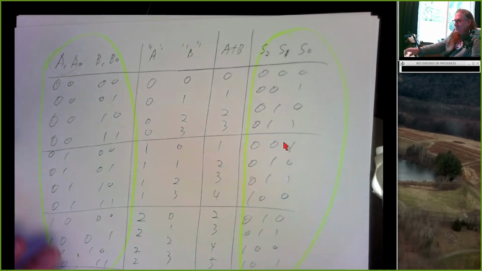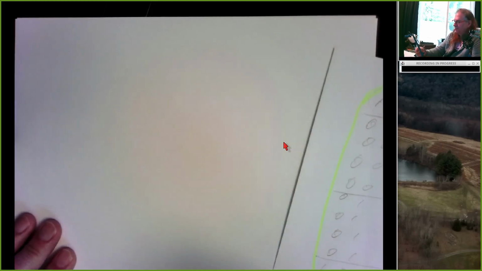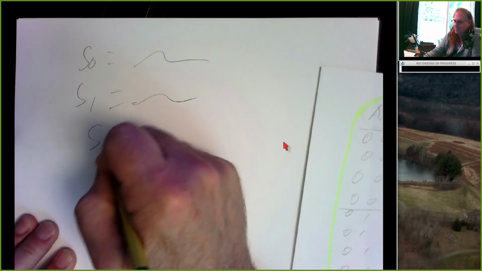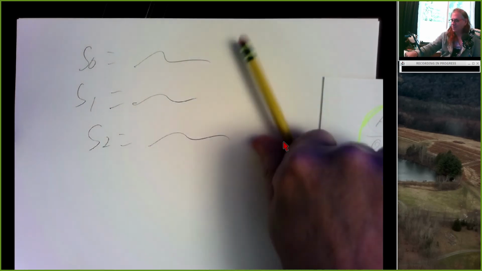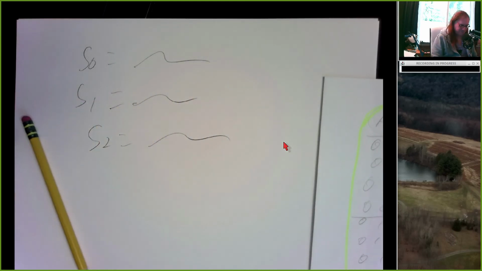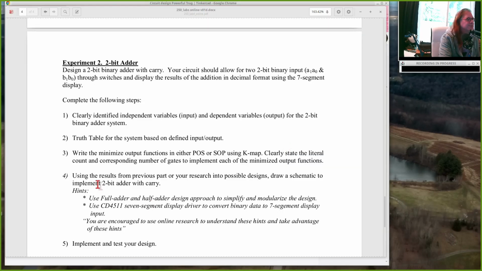And when you're done, the final part of that section would be, S0 equals blah, S1 equals blah, S2 equals blah. But don't just put these equations in. You got to show how you get there. Right? So put in all of your work, and then go ahead and state the literal count and the number of gates needed to implement each of these. So how many terms are there in each of these, and how many gates would you need to build this circuit?